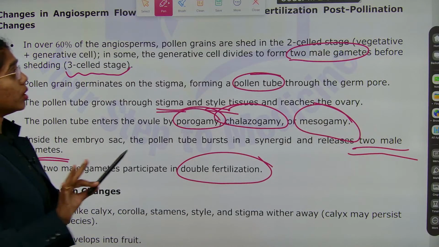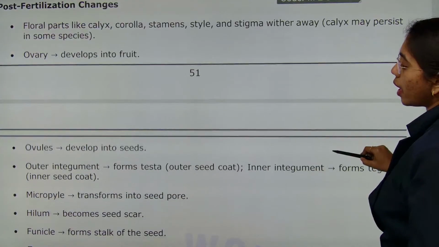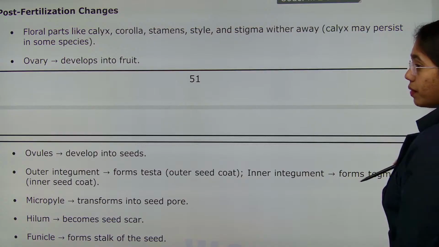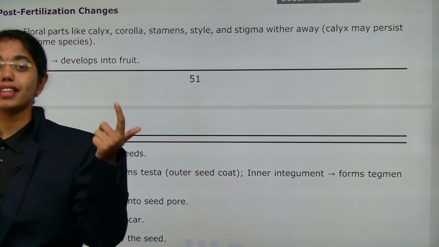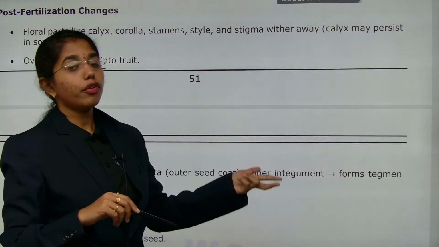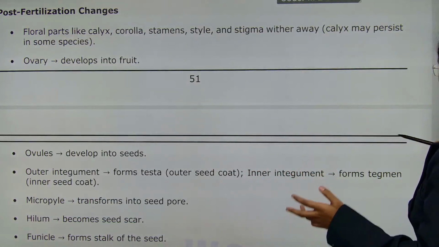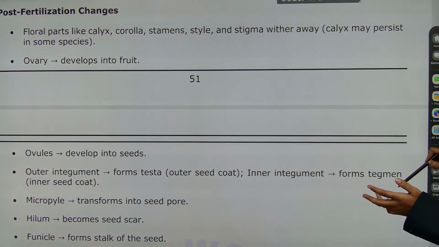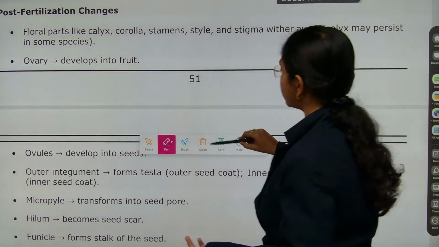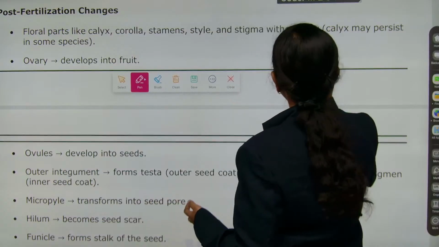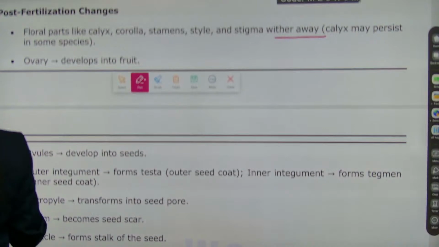Now we will look into the post fertilization events, or post fertilization changes. There are four post fertilization events that happen. One is endosperm development, second is embryo development, third is seed formation and fourth is fruit formation. That you have to give as a clear picture in post fertilization events. So, first, floral parts like calyx, corolla, stamens and stigma wither away or fall. Okay, they will disintegrate, wither away or fall.